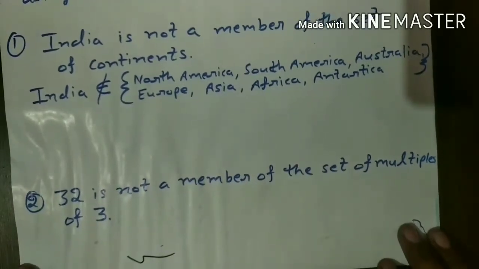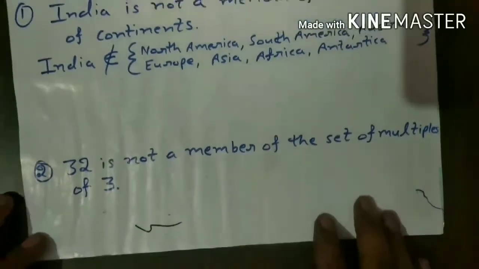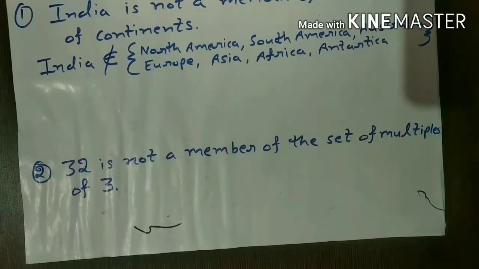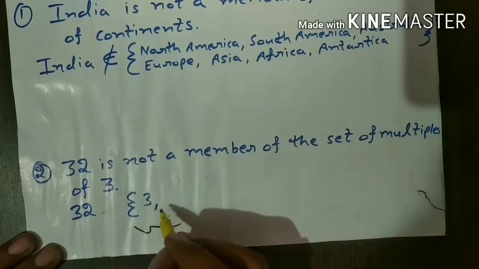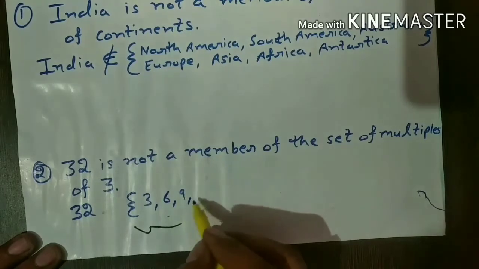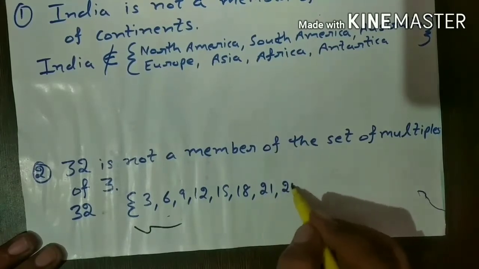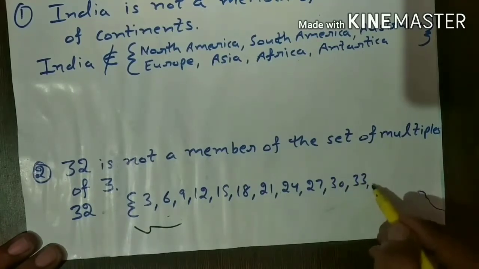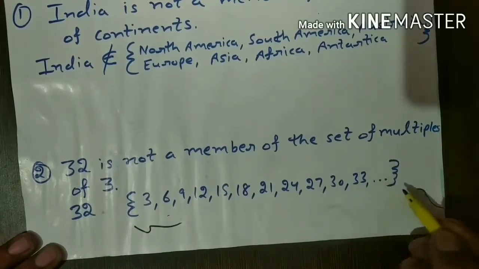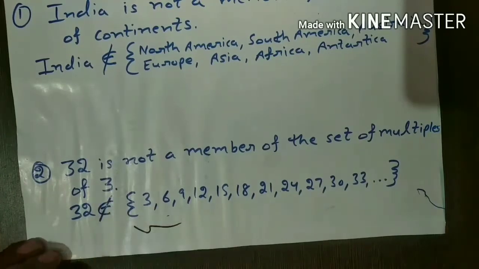Now, 32 is not a member of the set of multiples of 3. Now what are the multiples of 3? I will start the multiples of 3. The first one is 3, then 6, then 9, then 12, then 15, 18, 21, 24, 27, 30, 33 and so on. Here you will see that 32 is not a member of the multiples of 3. Therefore we can write does not belong to.